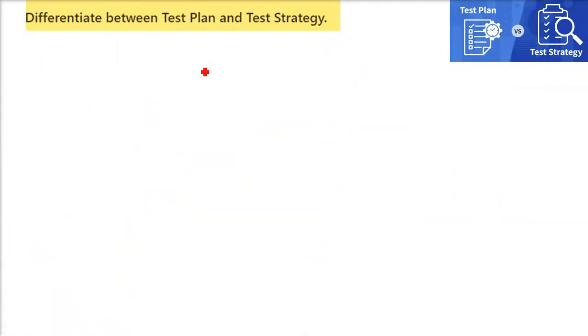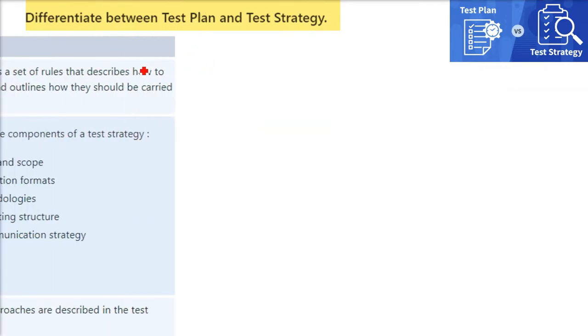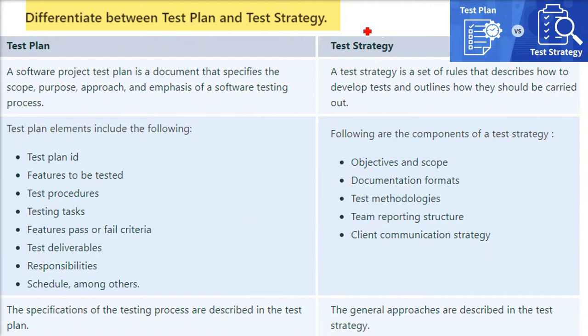Differentiate between test plan and test strategy. The one-liner answer is that test plan is the implementation of test strategy. So test strategy is a bigger set. Test plan comes under it. In order to implement or execute the test strategy, we do the test planning.